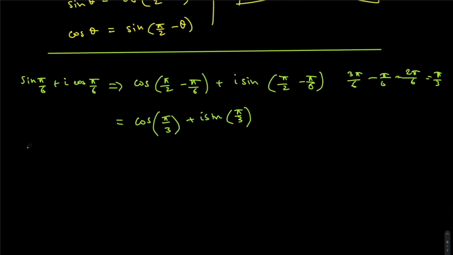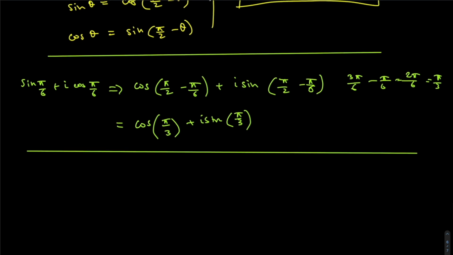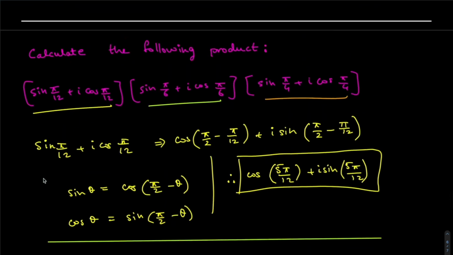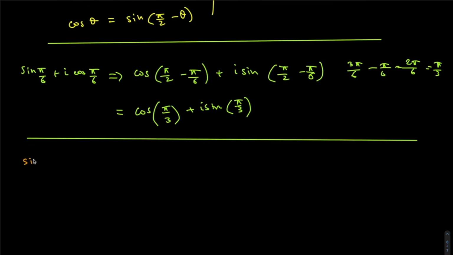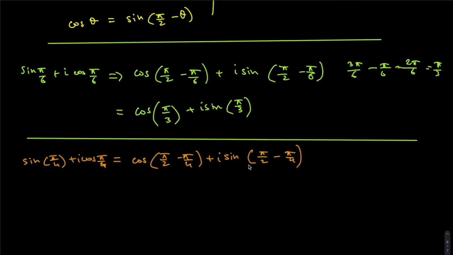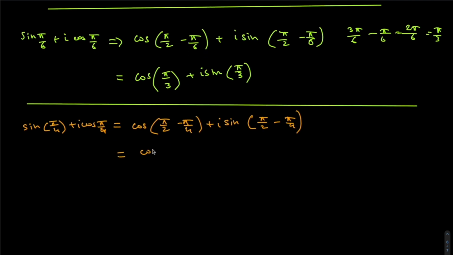And then my final one, which will be in orange, which is sine pi by 4 plus i times cosine of pi by 4. So I'm going to have cosine of pi by 2 minus pi by 4 plus i sine of pi by 2 minus pi by 4, right? If I simplify this, what am I going to have? I'm going to have cosine of pi by 4 plus i sine pi by 4, right?